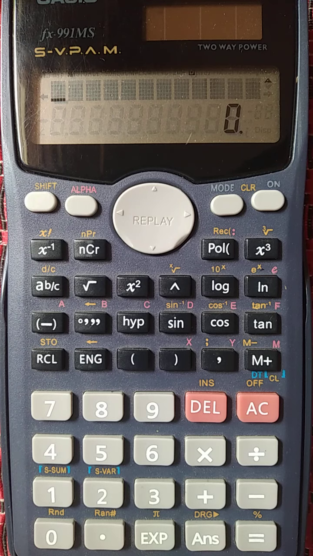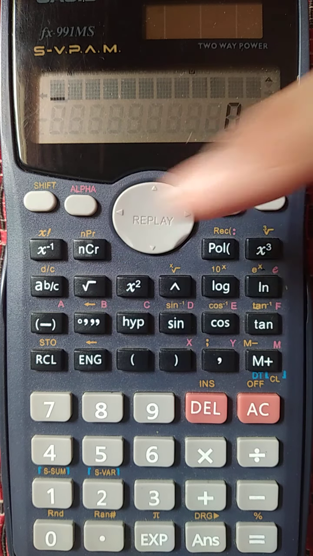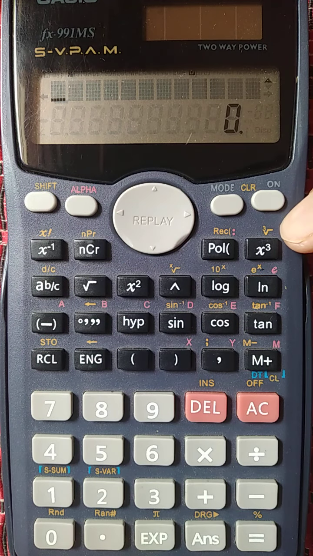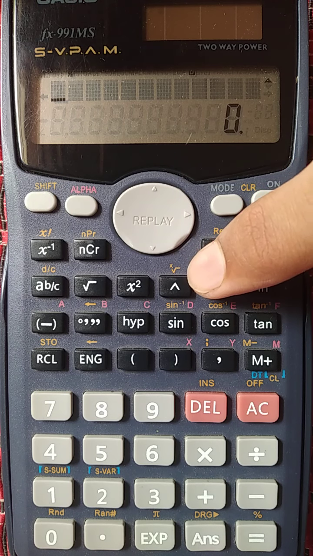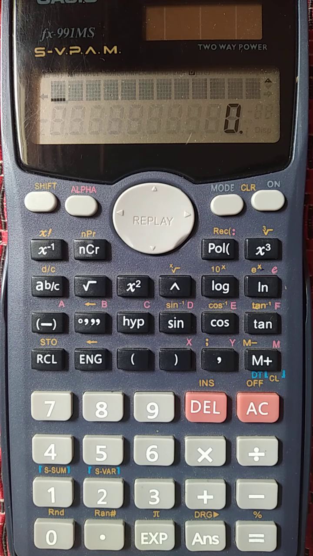So first of all, let's see how many keys we are given directly for doing the root calculation. Here, with the white text, we are given the key for finding the root. Then we are given this with the yellow text for finding any number's cube. Then we have this key just above the cap, again with the yellow text, for finding any custom root of any number. So let's see its uses one by one.